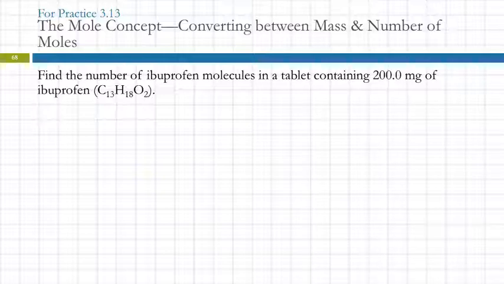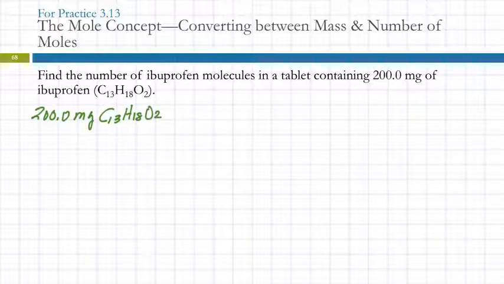Okay, so we have the formula given to us, but we're just going to approach this as dimensional analysis. We're going to look at what numbers were given in the problem and what we're trying to find. So we were given 200.0 milligrams of ibuprofen. And what are we trying to find? The number of molecules.